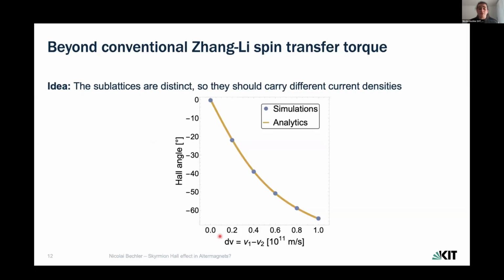And this is exactly what we did. We did simulations and also the analytics via the Thiele equation, and we see that for zero difference between the current densities, we don't see a Hall effect, like predicted. But when we increase the difference between the magnitude of velocities, we see that we get a Hall effect.